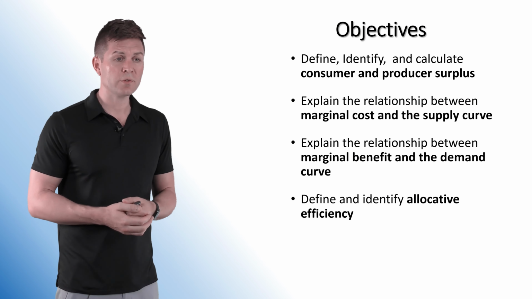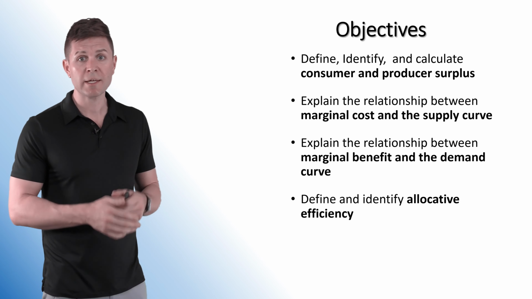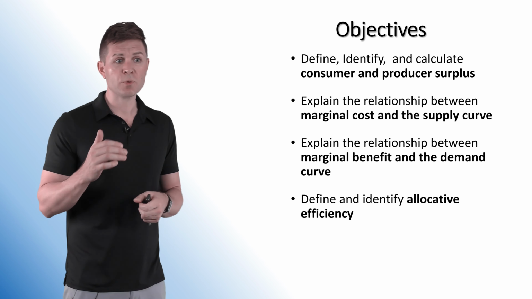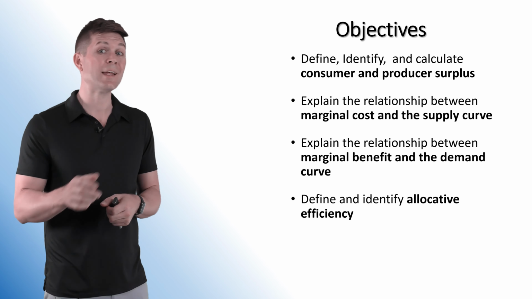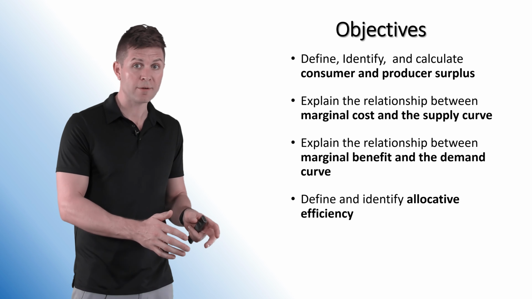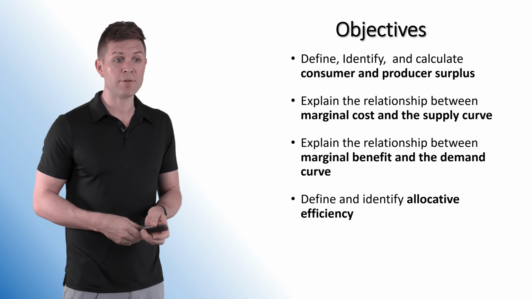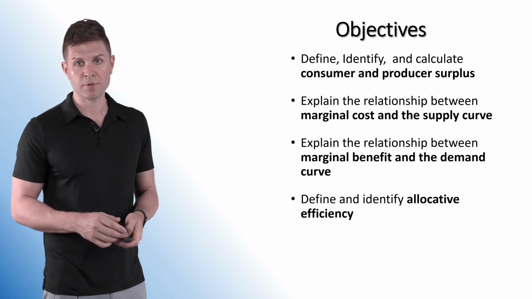But objectives for today are to define, identify, and calculate consumer and producer surplus, explain the relationship between the marginal cost and the supply curve, and then explain the relationship between the marginal benefit and the demand curve. And then finally, define and identify on a model allocative efficiency.